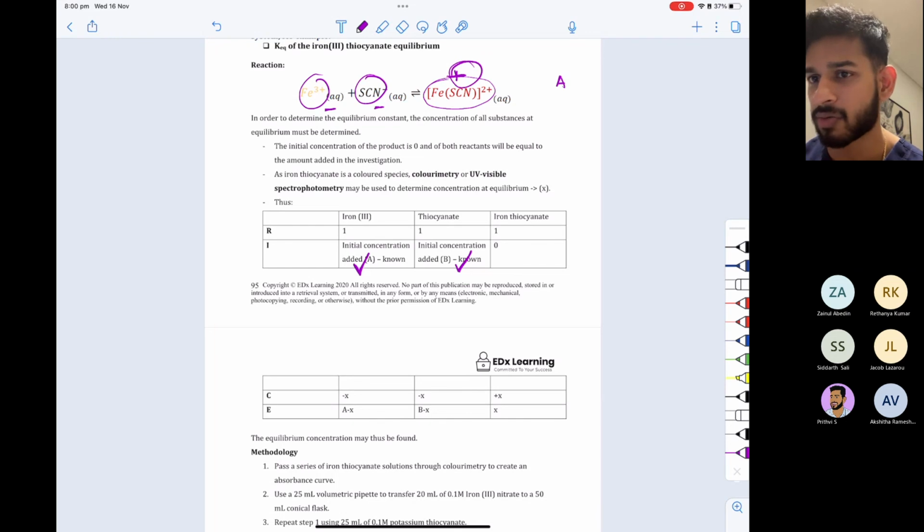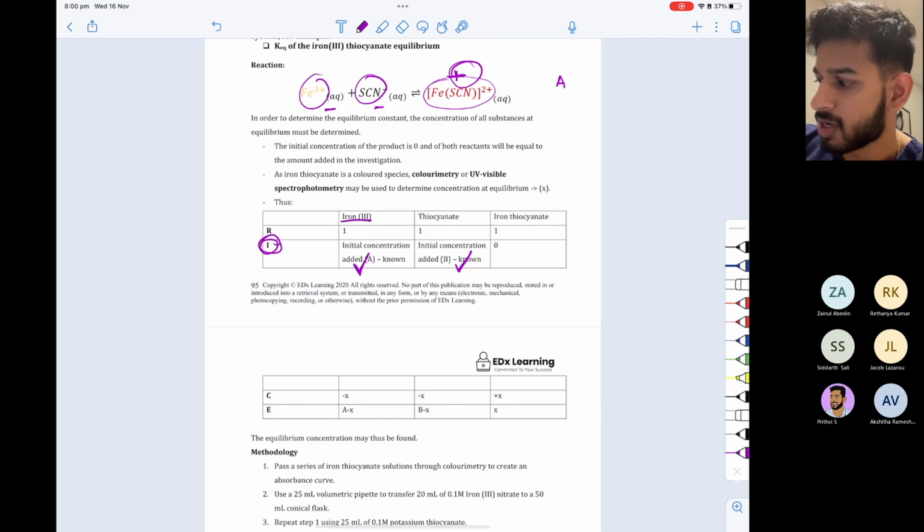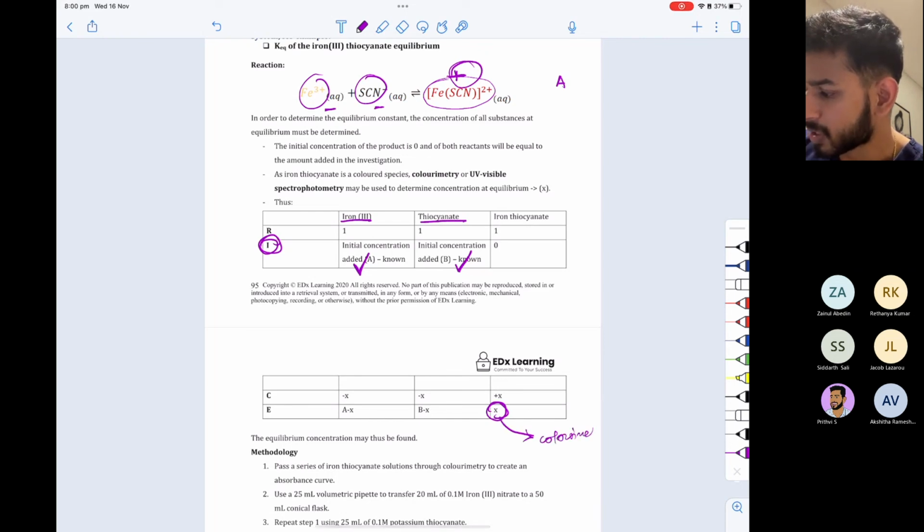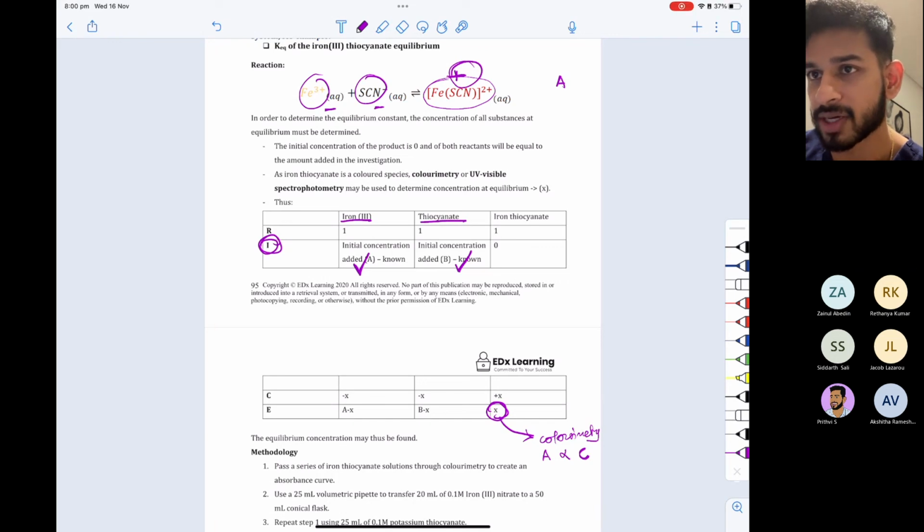Doesn't this just look like a rice table question? You've been given initial concentrations of your reactants. You've been given the equilibrium concentration of a product. Does everyone agree, if you've been given the initial concentration of iron and thiocyanate, and you've been given X from colorimetry? What colorimetry will tell you is an absorbance value that you will use to calculate concentration. You can put it in a rice table and solve everything else out, right?